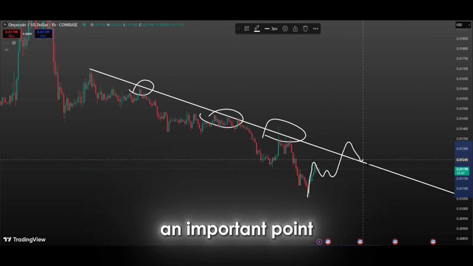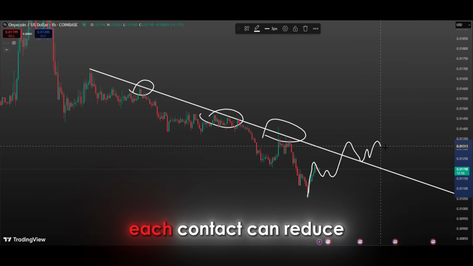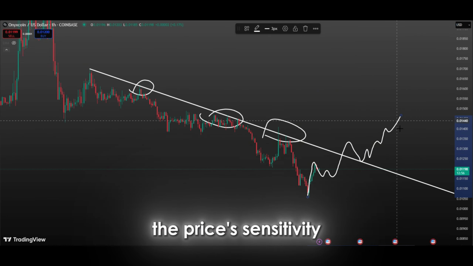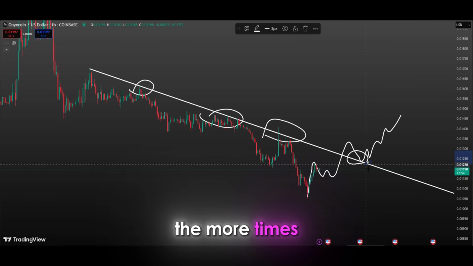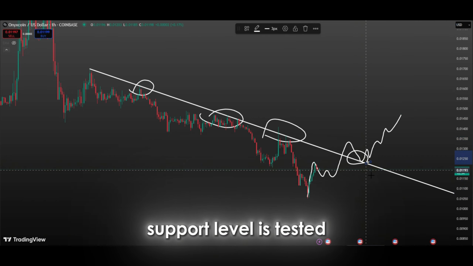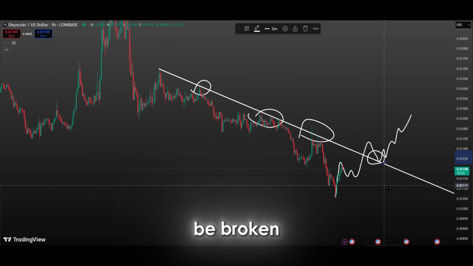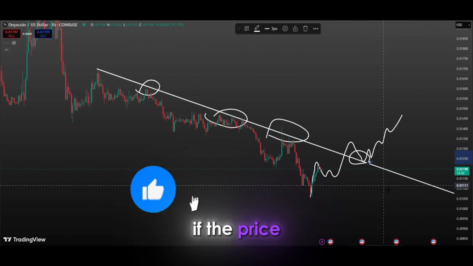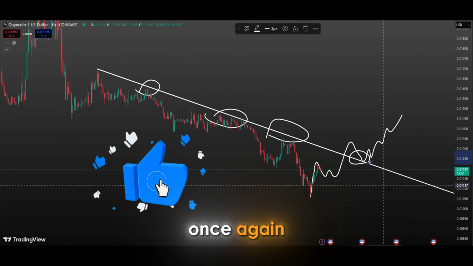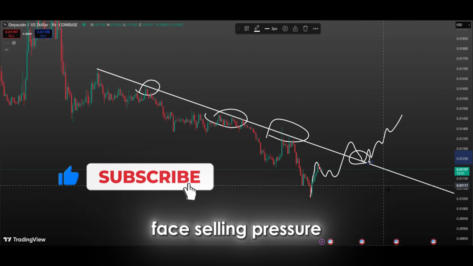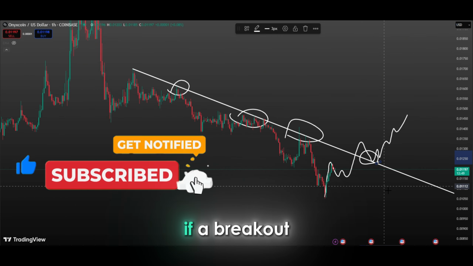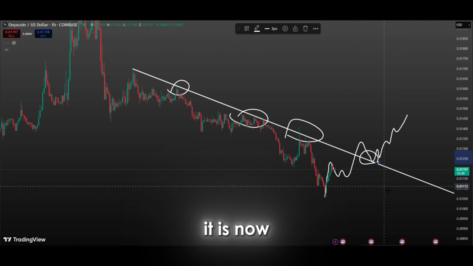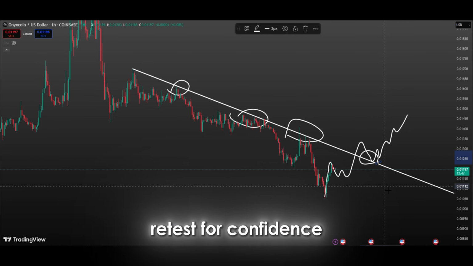However, there is an important point to note here. Each contact can reduce the price's sensitivity to the resistance zone, because in the markets in general, the more times a resistance or support level is tested, the more likely it is to be broken. Therefore, if the price approaches this falling trend line once again, there's a chance that it will face selling pressure as it did in previous attempts. This time, however, if a breakout with volume occurs, it means that it is now moving into an uptrend. And once the price breaks, it should also retest for confidence.